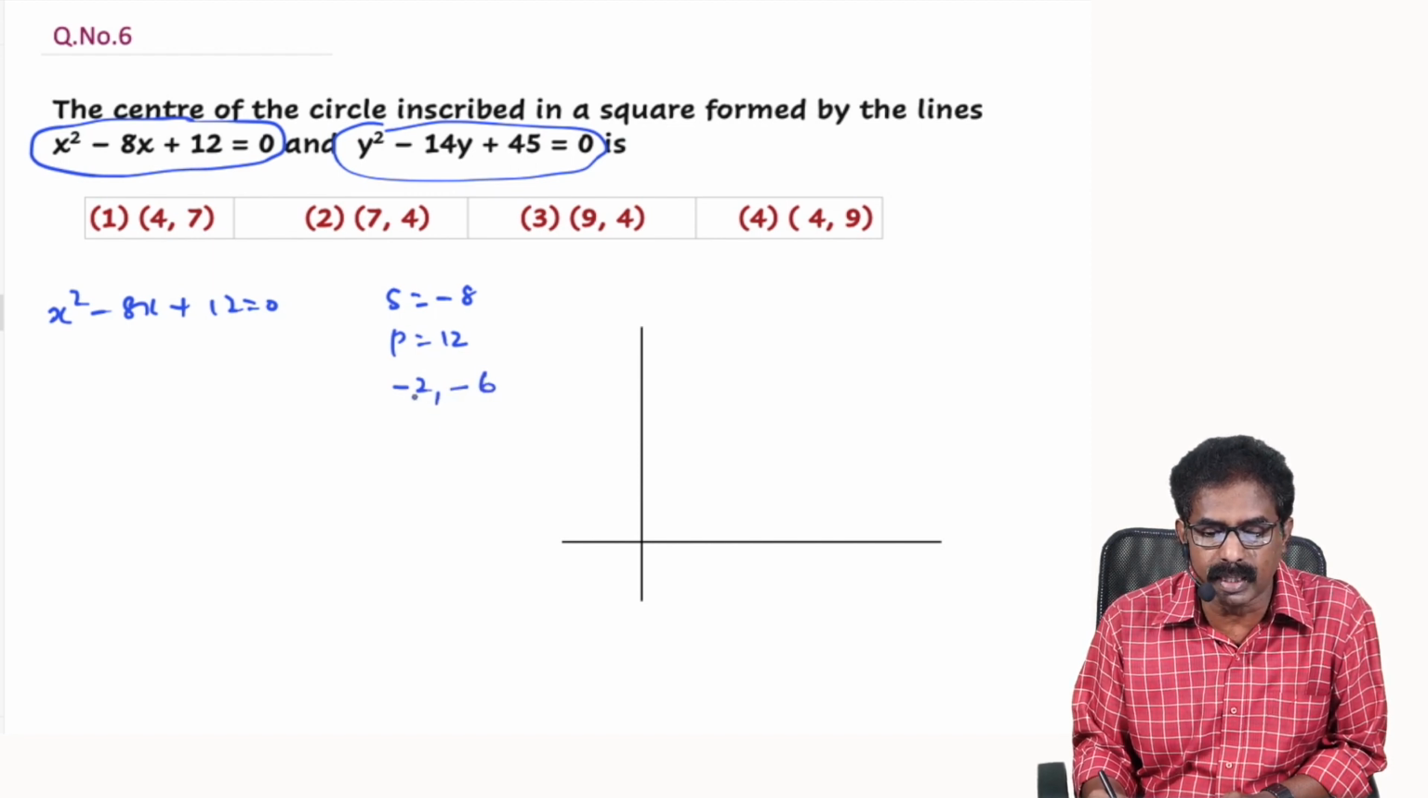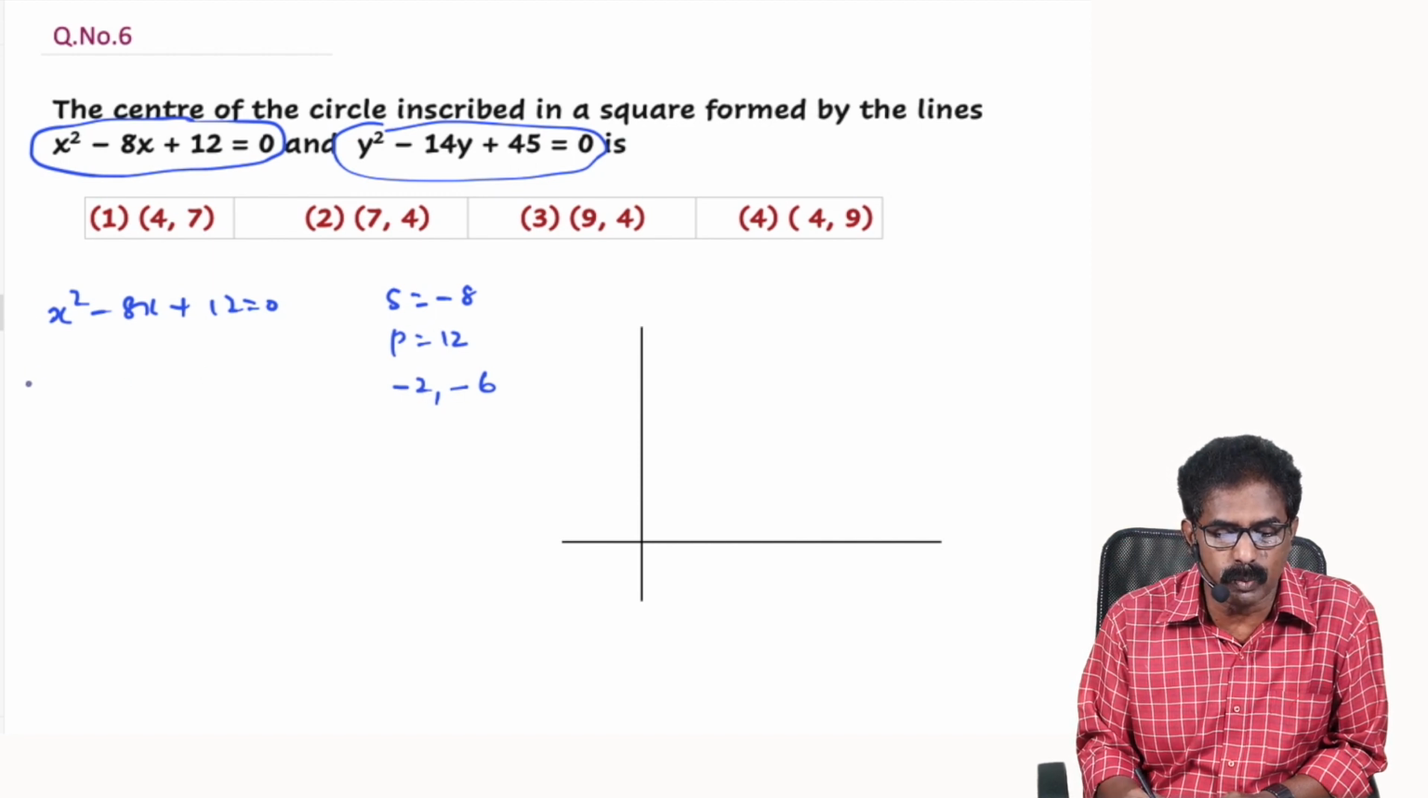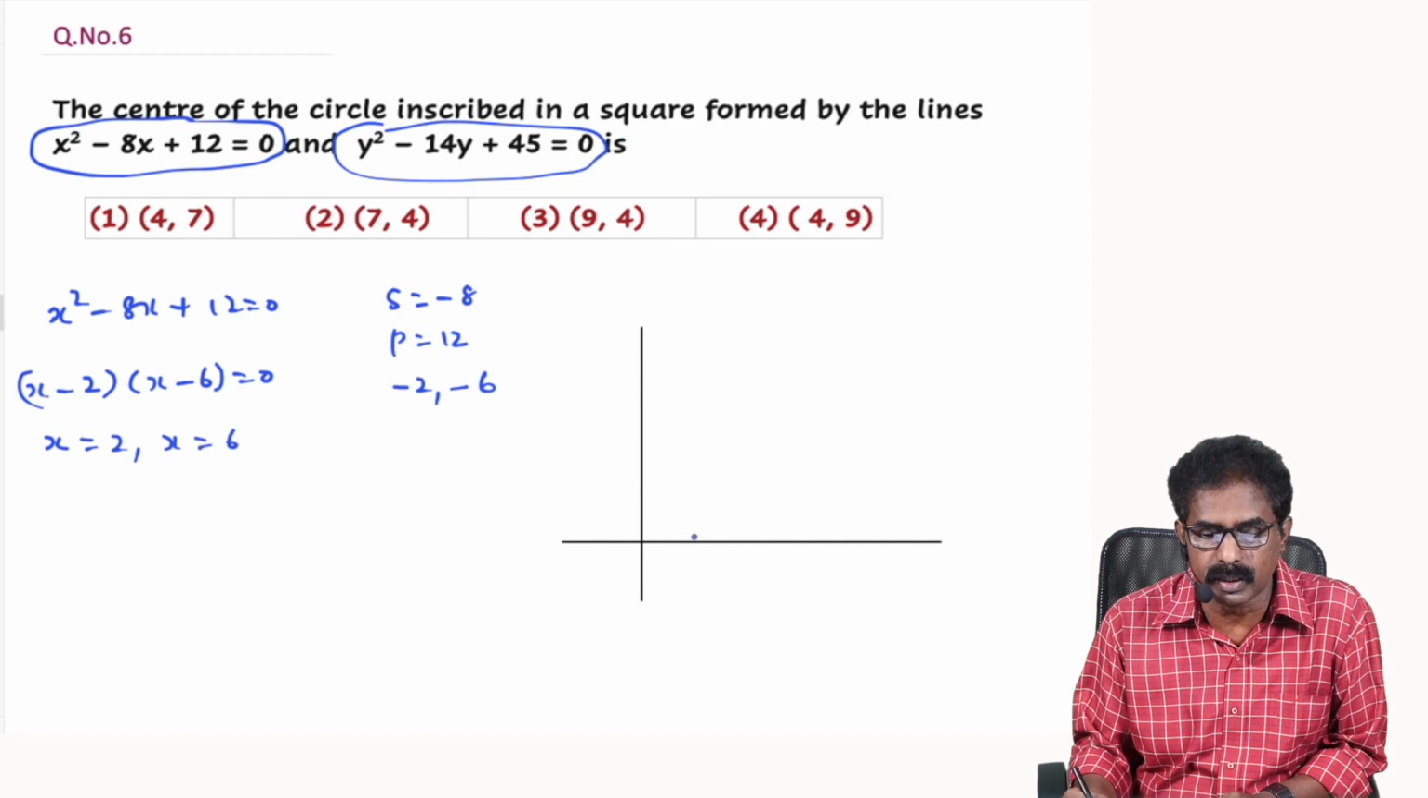If you add, you will get minus 8. If you multiply, plus 12. Coefficient is 1. So (x minus 2)(x minus 6) equal to 0. So x equal to 2, x equal to 6. So I'm taking roughly the values 2 and 6.